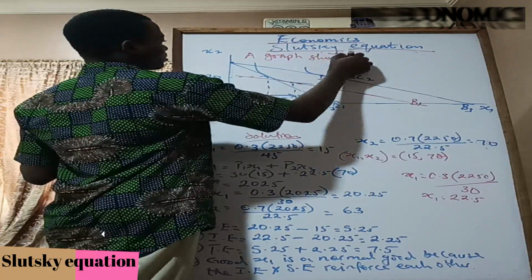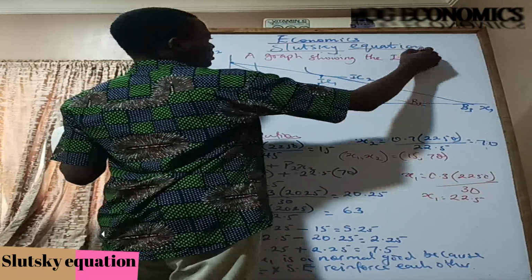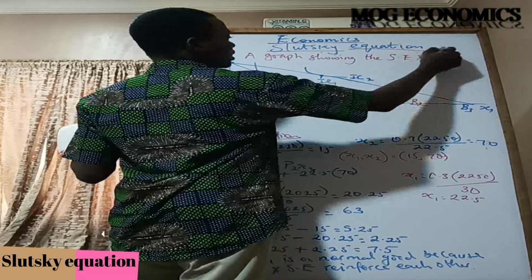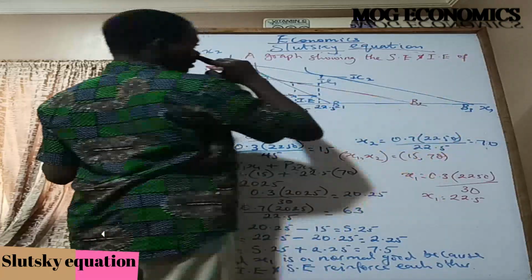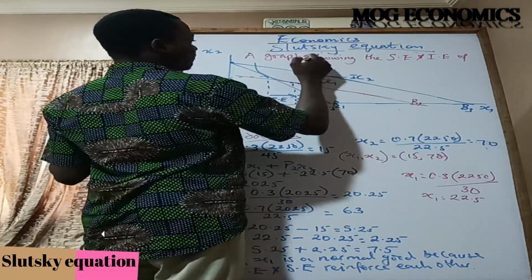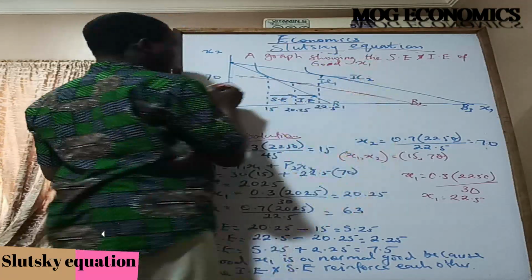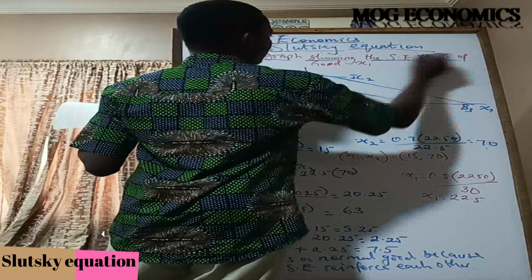So the last thing is a title: a graph showing the substitution effect and the income effects of good x1. I'm so used to writing income effect first, but let me put substitution effect first. So you have to always title your graphs.